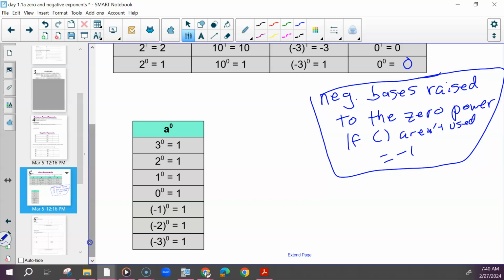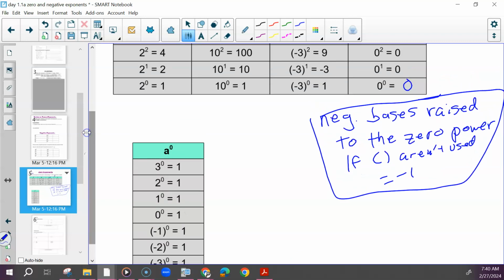Is it 14? There's an error. Yes. Basically, it's undefined because it wants it to be 1 and 0 at the same time, and it can't, so it's undefined. So that one's a special case. 0 to the 0 power will be undefined, not 1.